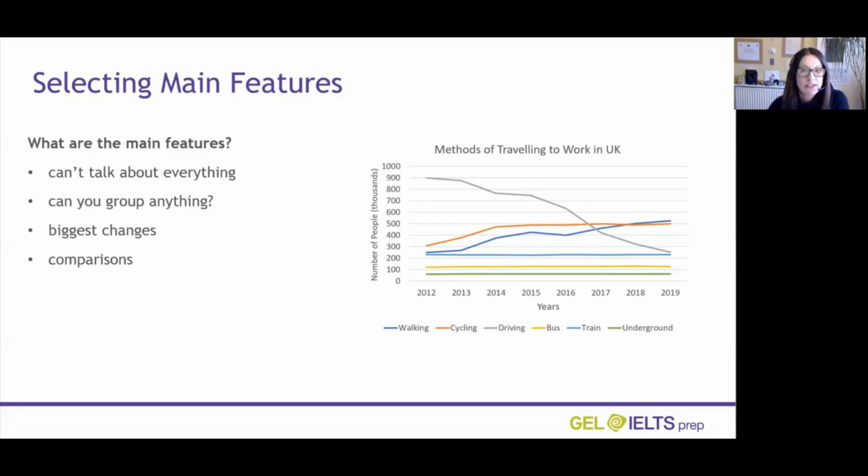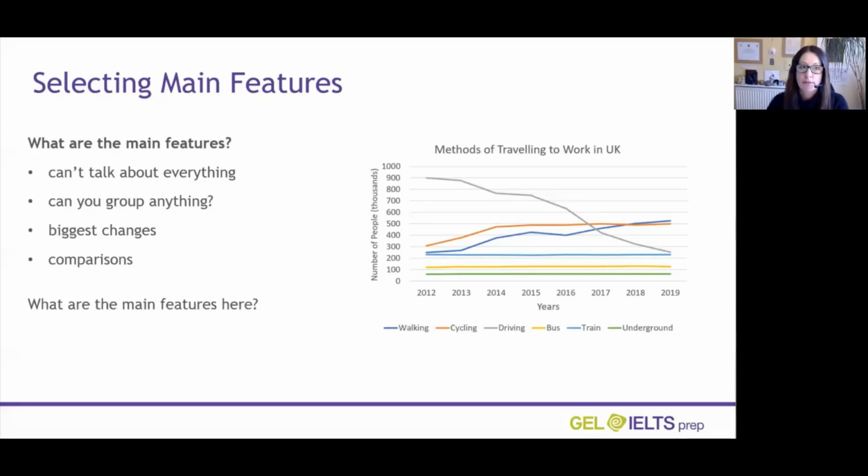Remember also that it's very important in the IELTS Academic Writing Task 1 to make comparisons. So as well as noticing what those key features are, we need to think about how we're going to compare one piece of data or piece of information or trend to another one when we write our body paragraphs a little bit later on.